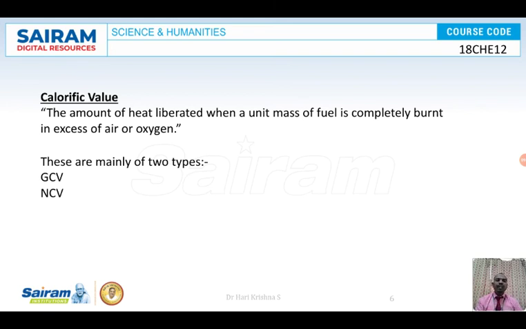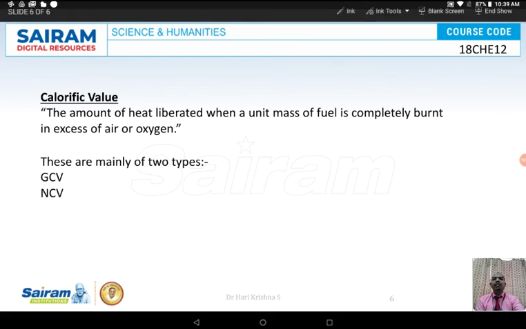Why excess of air? When excess of air is supplied, the chemical energy which is hidden will be completely converted into either heat or light. Their energy transformation will occur. Otherwise the energy transformation will not occur.